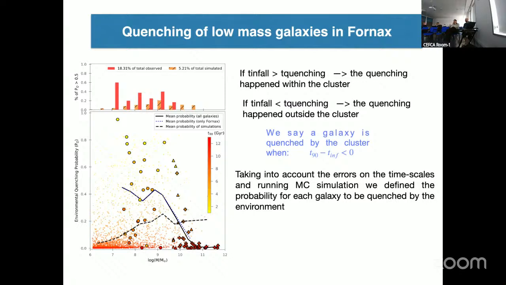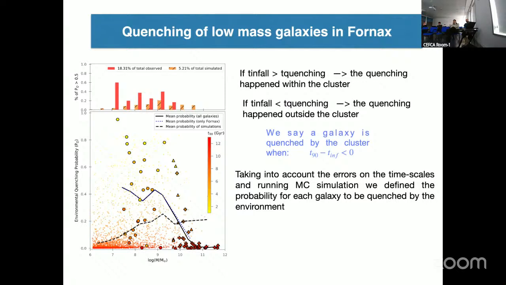Basically, we say that a galaxy is quenched by the cluster if the difference between T90 and T in full is smaller than 0. And computing this for the galaxies that we have, this is the probability of quenching by the cluster, by the environment, as a function of the mass. We add also the Atlas galaxies from Virgo. And you can see that there is a relation. So for the very massive galaxies, the probability to be quenched by Virgo is basically 0. And when we move to smaller masses, this probability is going up.